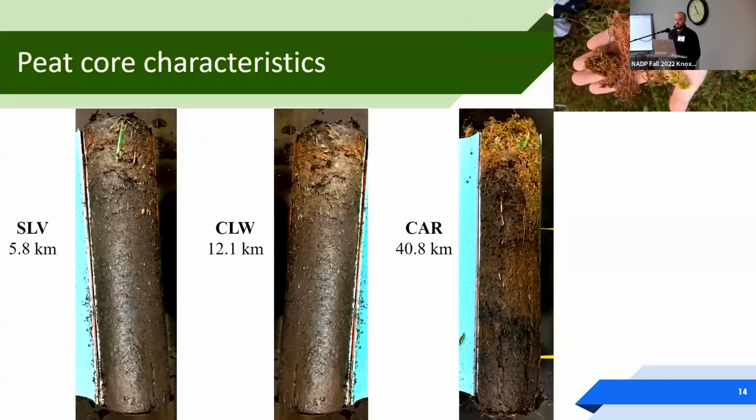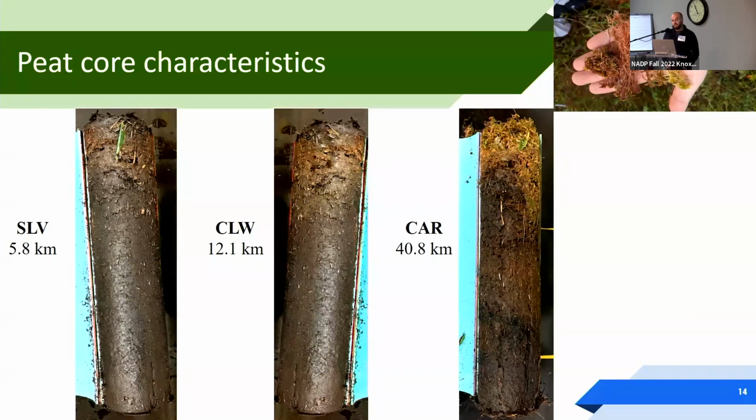Okay, yeah. So these are the pictures of our 3 different cores. Even just visually, you can see the difference between the 3 of them. Particularly the Cartier sample on the right, you can see it has that light fluffy sphagnum on top and gets darker and denser as you go down. Whereas at Silver Lake and Clearwater, pretty much right at the top of those cores, it's incredibly dense right away.